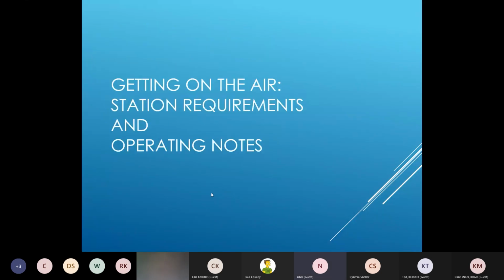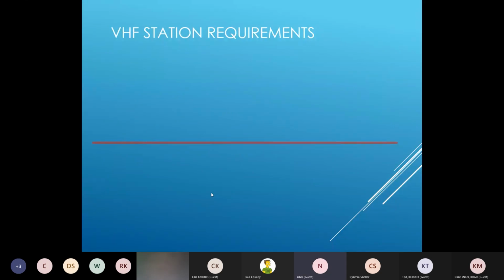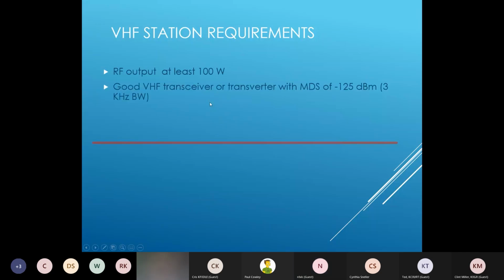So, getting on the air, kind of the station requirements. You need at least 100 watts on 6 meters. A good VHF transceiver or transverter with a pretty good noise figure. So you may need a preamp. I've done quite well with the receiver in my radio. I worked 353 contacts without a preamp, so you don't necessarily need that.